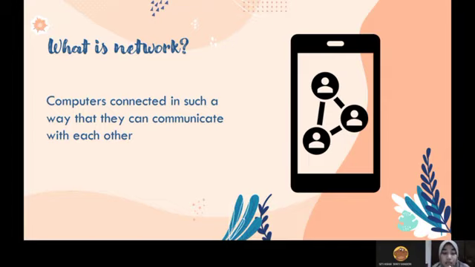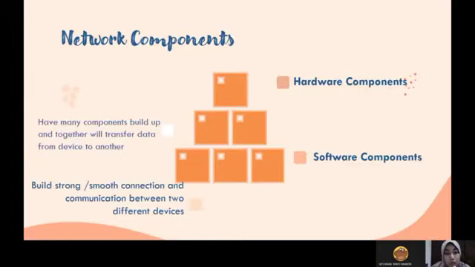So the second part is, okay, we move to network component. So what is the network component? Network components are divided into two parts, hardware components and software components. Generally we know that both of these give advantages to us because they have many components built up and together will transfer data from one device to another. It also can build a strong or smooth connection and communication between two different devices. So let me explain and clarify it one by one.